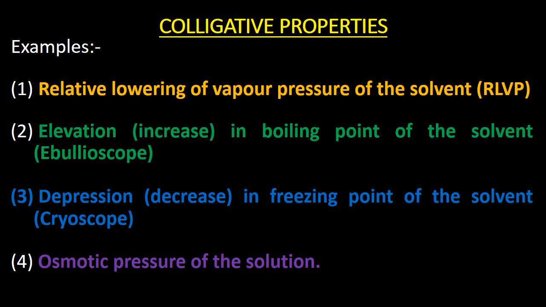Third one is depression or decrease in the freezing point of the solvent, which is also called cryoscopy. That means when you add a non-volatile solute to the solvent, there will be decrease in the freezing point of the solvent. And fourth one is osmotic pressure of the solution.